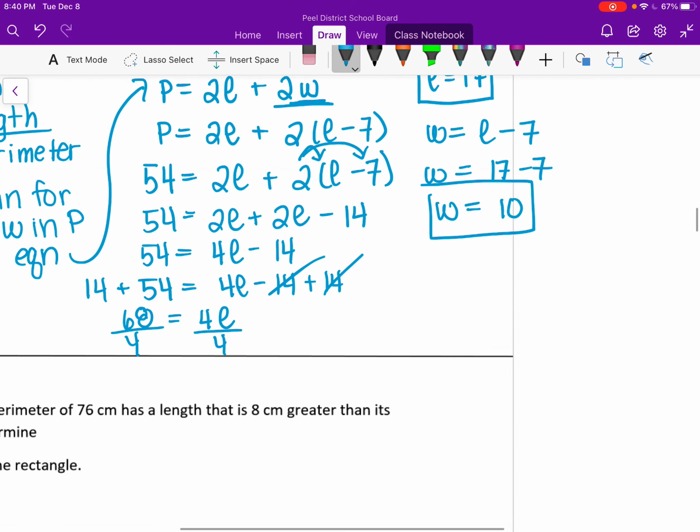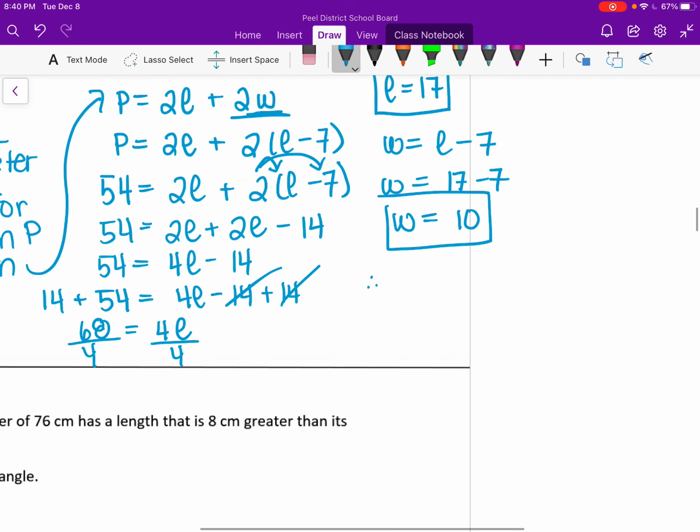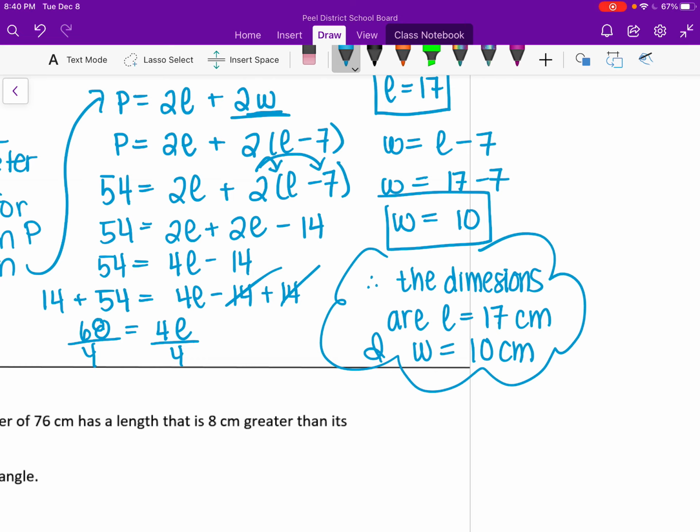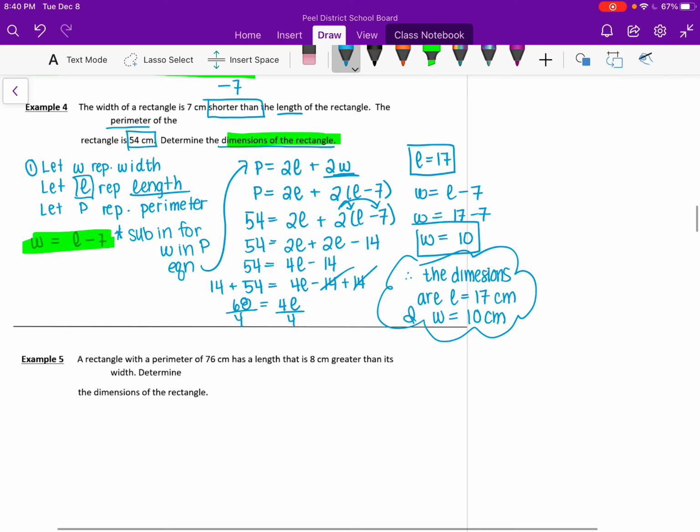So now I have length and width. Therefore, the dimensions are: length is equal to 17 centimeters and width is equal to 10 centimeters. You could even draw out this rectangle. Either one would be appropriate.